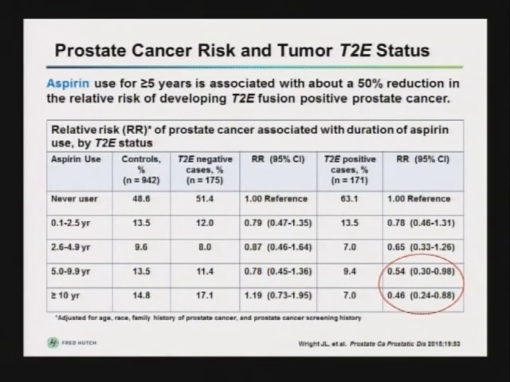Shown on this slide are the actual numbers, and in fact, it turns out that if you used aspirin on a regular basis for about 5 or more years, there's a significant, about 50% reduction in the risk of developing the fusion-positive type of prostate cancer.